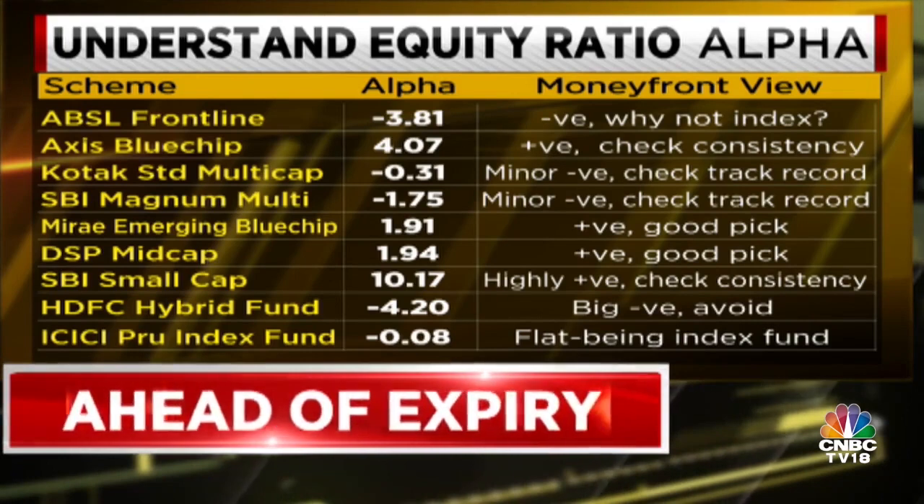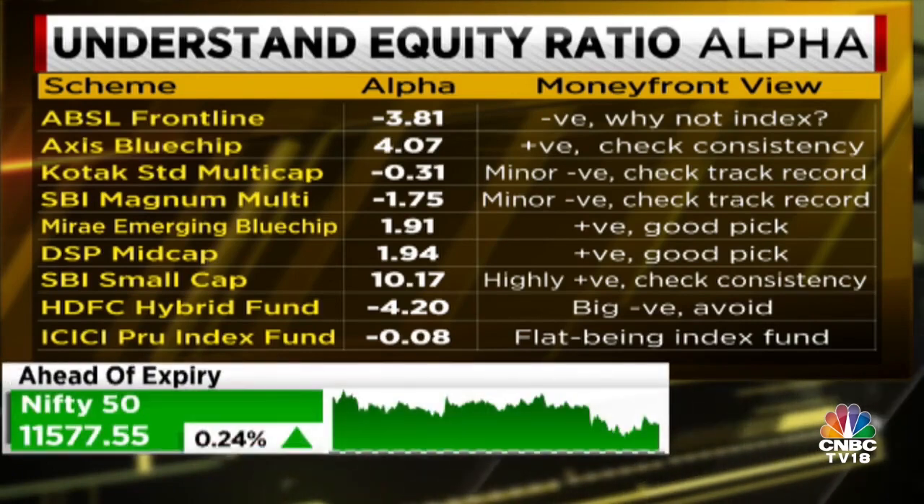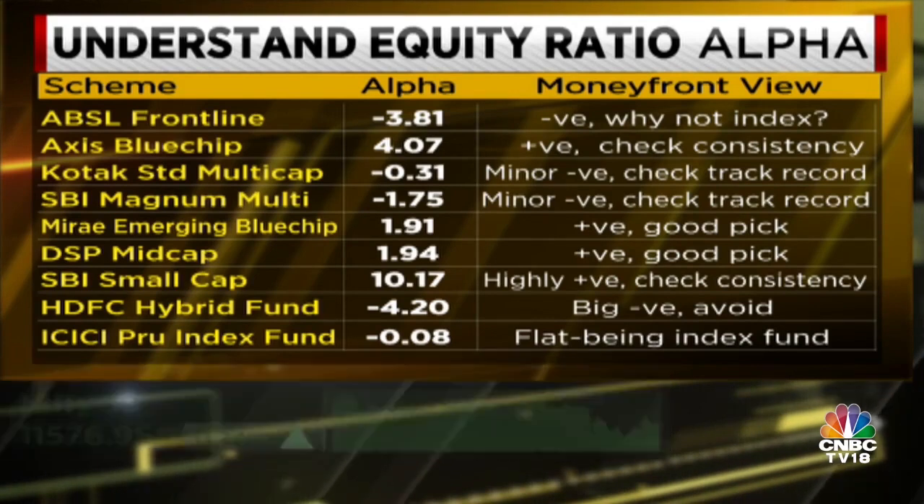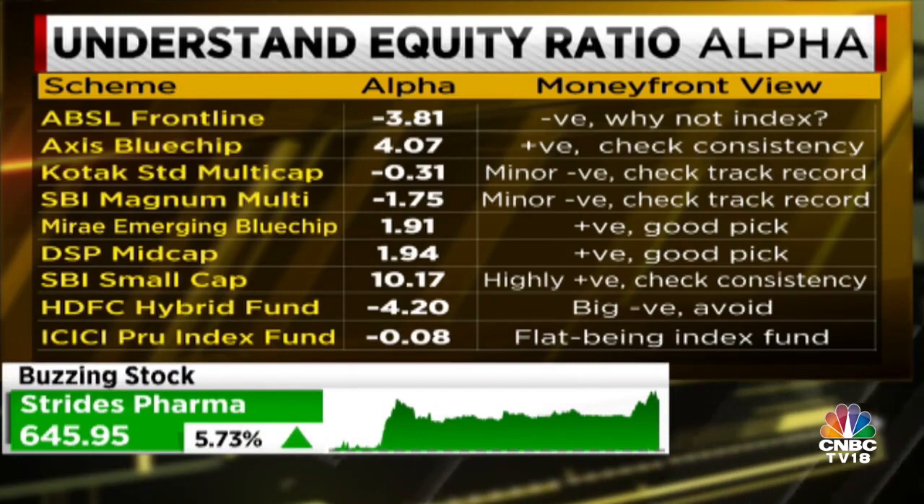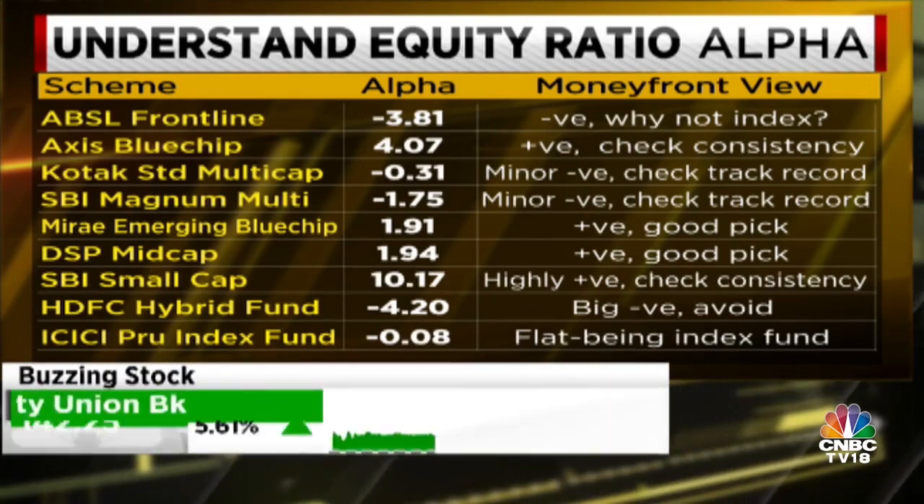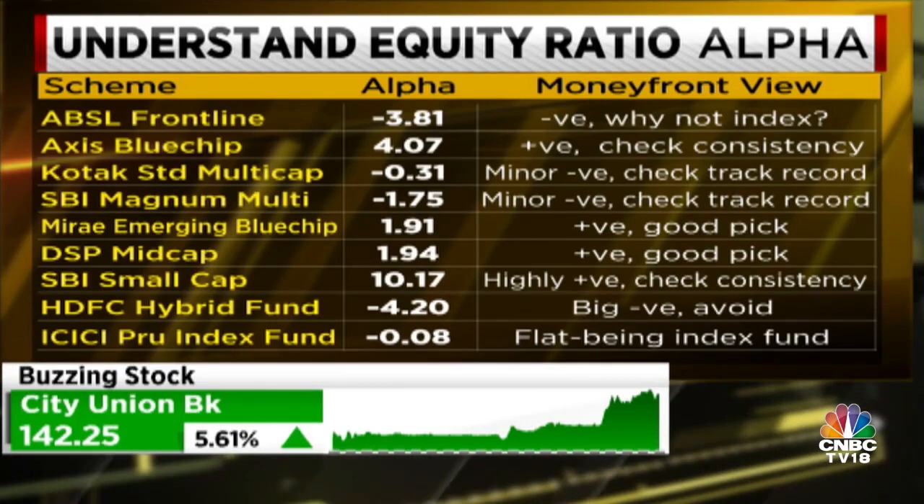For schemes which are marginally negative or marginally positive, that's a neutral zone. You are as good in the scheme as in the benchmark. An index fund will always have no alpha because obviously you're tracking the index. It will just have a minor tracking error, and that is what is getting reflected here. But a very high negative is a sure warning sign, and you need to watch out for that.